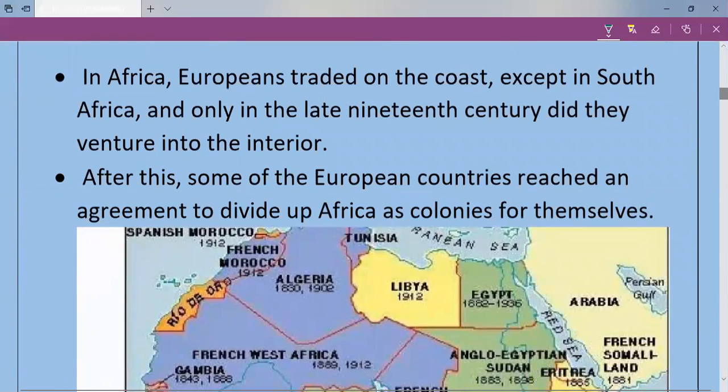Now in Africa, what did they do? In Africa, they were interested in trading in coastal areas only. They did not move into the interior. They did not go into the remote areas. But afterwards, what happened? Afterwards, they started going into the interior.